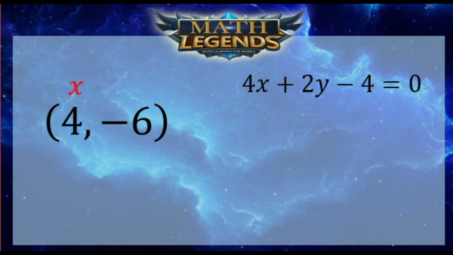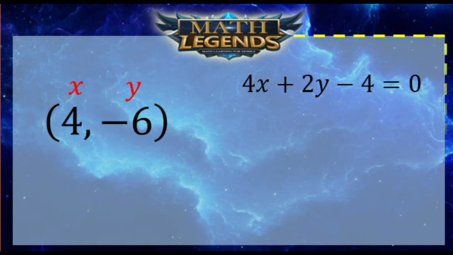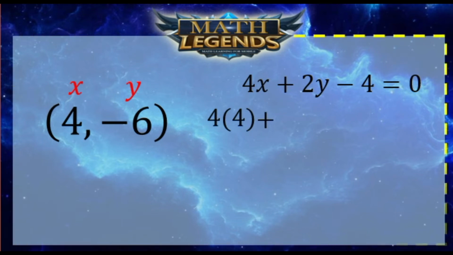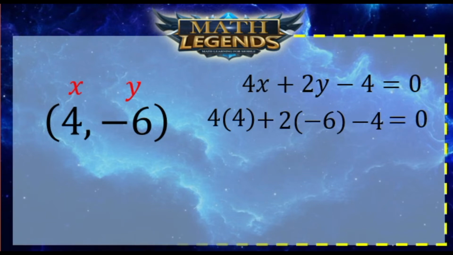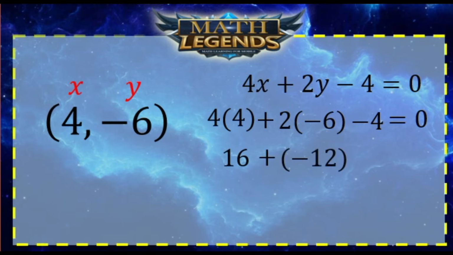We have here x that is equal to 4 and we have y that is equal to negative 6. Let us try to substitute it in our linear equation. We have here 4x that will become 4 times 4 plus 2y that will become 2 times negative 6 minus 4 equal to 0. Let's now simplify. 4 times 4 is equivalent to 16 plus 2 times negative 6 that is equivalent to negative 12 minus 4 is equal to 0.